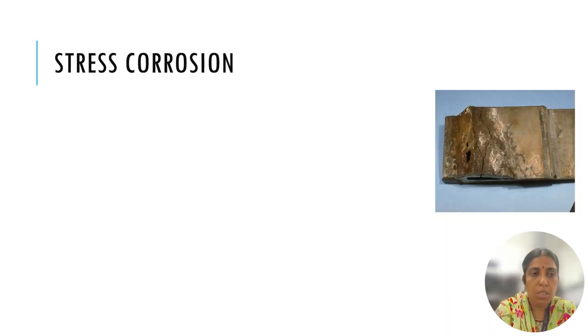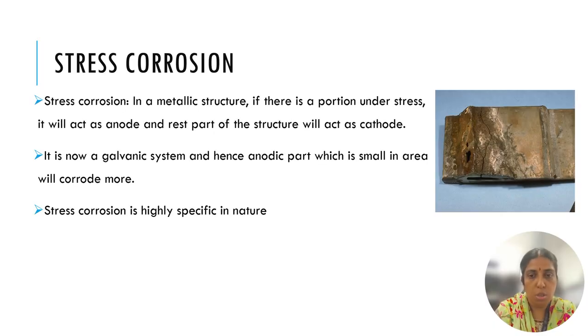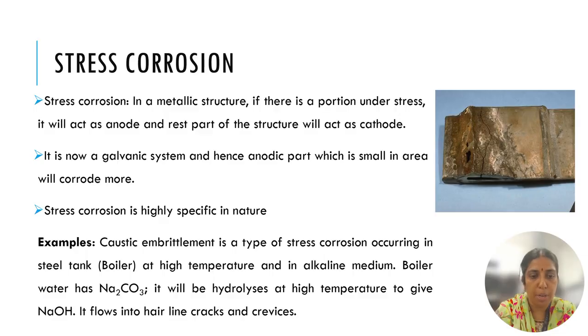Next is stress corrosion. In stress corrosion, the portion of a metal under stress will act as an anode and the rest of the structure will act as a cathode. Here it forms a galvanic system, and hence the anode part, which is small in area, will tend to corrode, and the cathode part will remain unaffected. It is highly specific in nature, and an example is caustic embrittlement, which occurs in industrial boilers. When we use raw water for steam production at a high temperature and in an alkaline environment, this type of stress corrosion tends to happen.